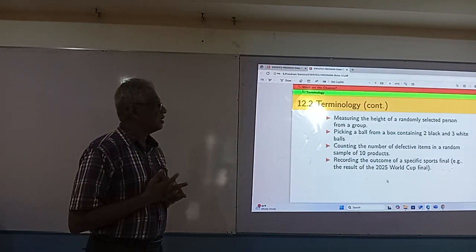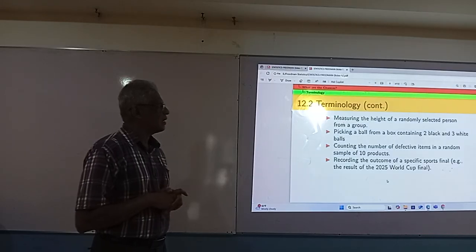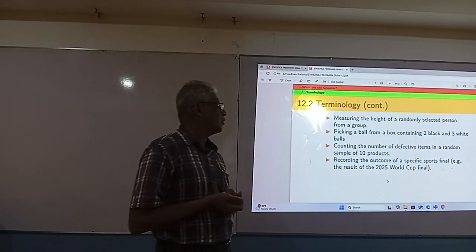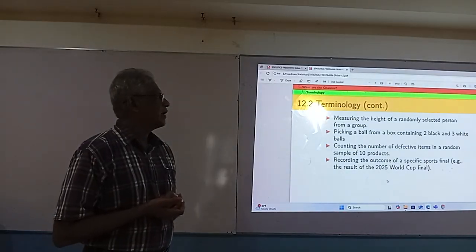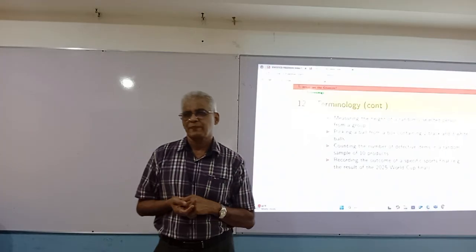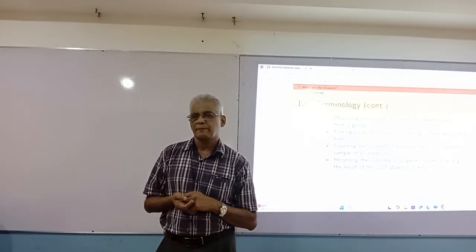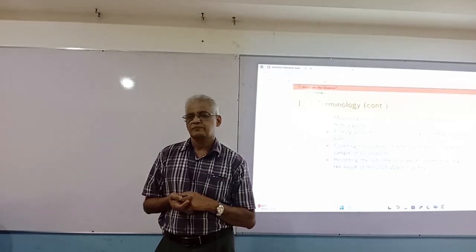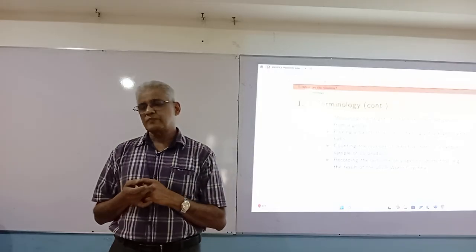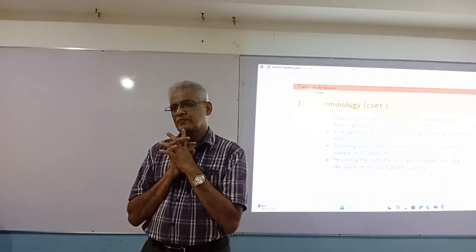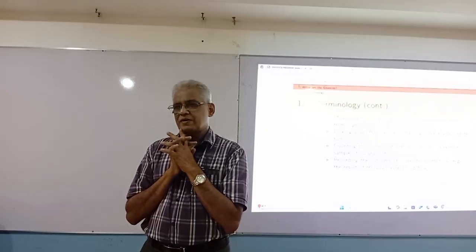Picking a ball from a box containing 2 black and 3 white balls. So when you say the set of outcomes, you should know it, but you don't know the exact outcome. But with the height example, you don't know the exact heights, and we only know the range.